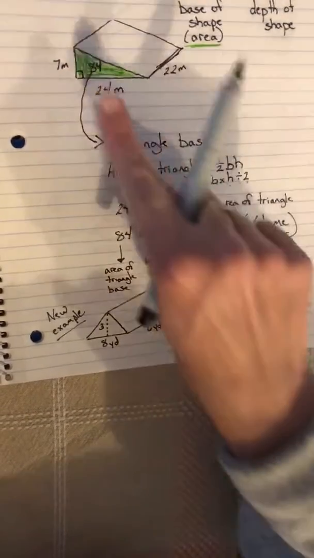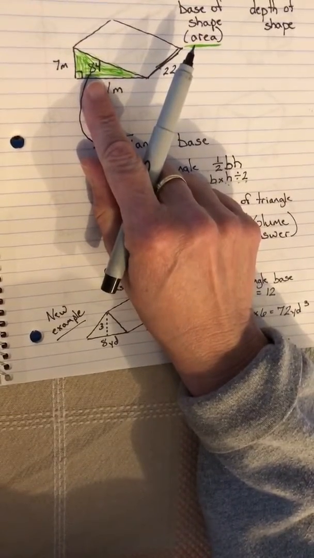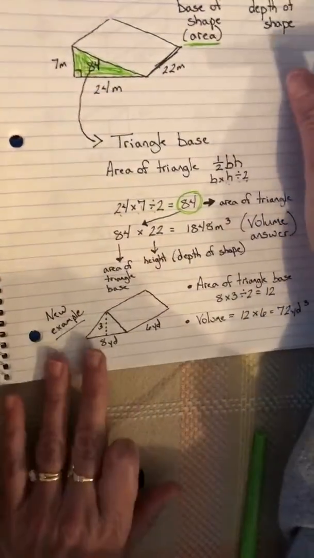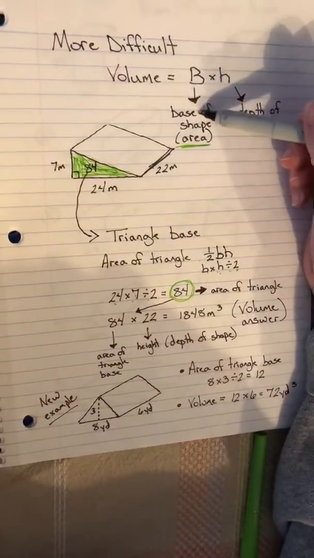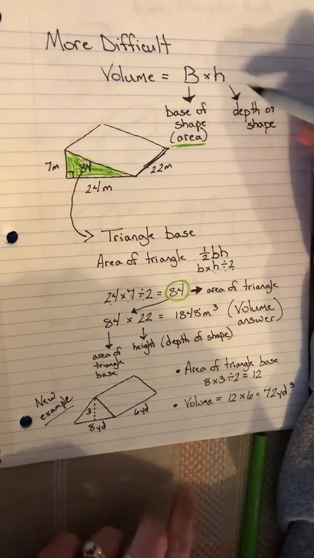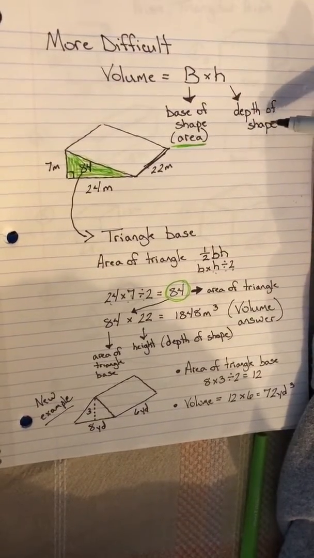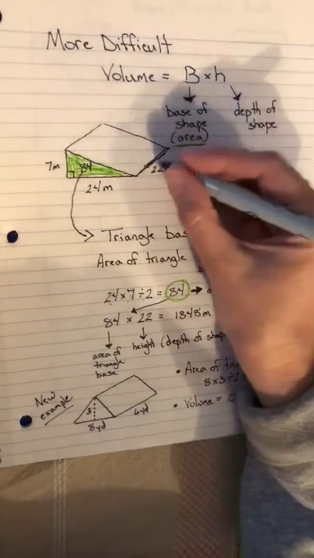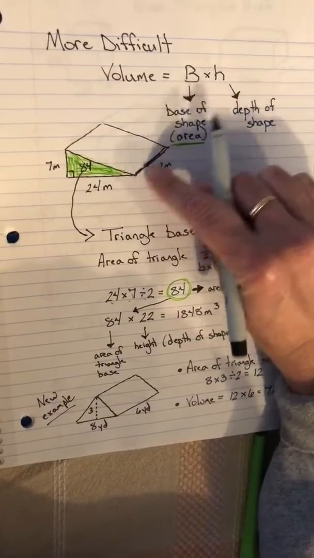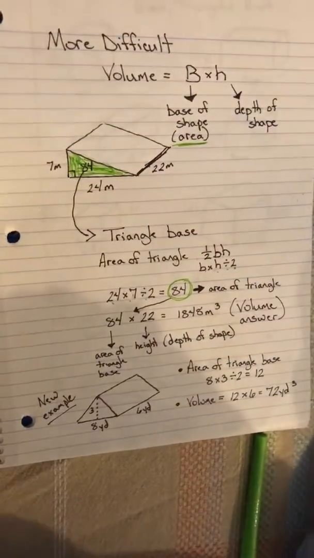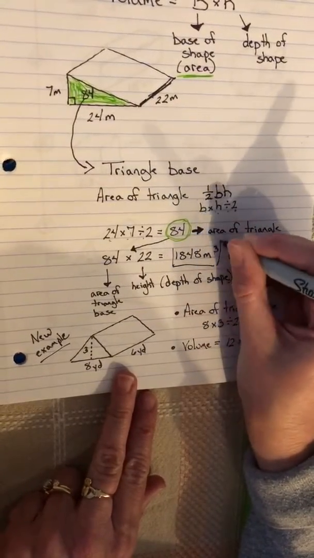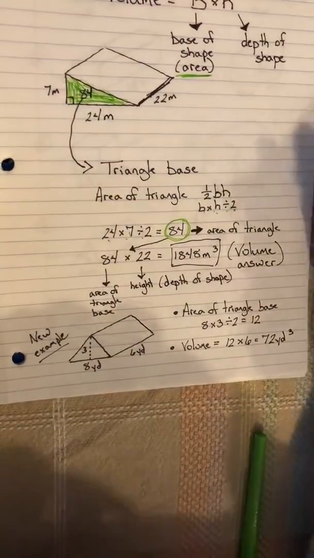So once again, I did the area of the triangle, base times height divided by 2. That is the area of the base of the shape, the green triangle. Then I take that answer and I multiply it by the height, or we can think of it as being the depth of the shape, how deep it goes. And when you multiply those two together, it gives us the volume.